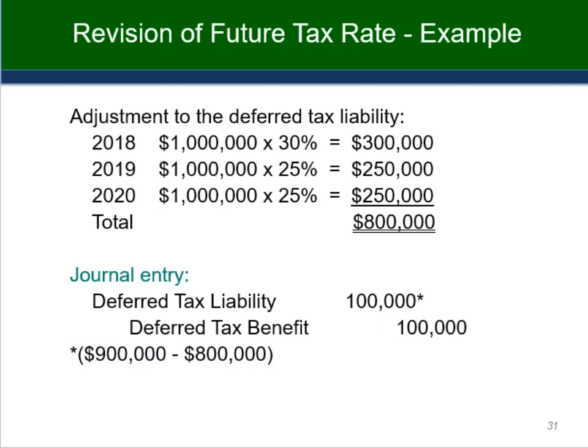So the adjustment to the deferred tax liability in 2018 is still at 30%. So $300,000 is going to be deducted or reduced from the deferred tax liability. But in 2019 and 20, it's only a 25% rate. So 25% of $1 million would be $250,000 in each of the 2 years. $800,000 is the deferred tax liability based on the future tax rates. Of course, we have a deferred tax liability of $900,000 set up. So we're going to have to reduce the deferred tax liability. To reduce the liability, you debit it for $100,000 and you record a deferred tax benefit.